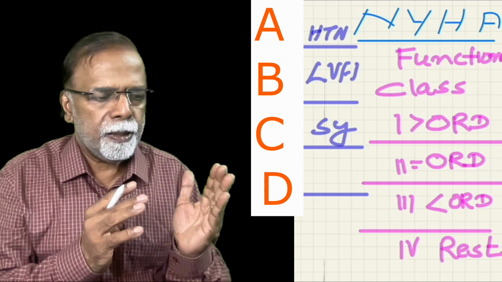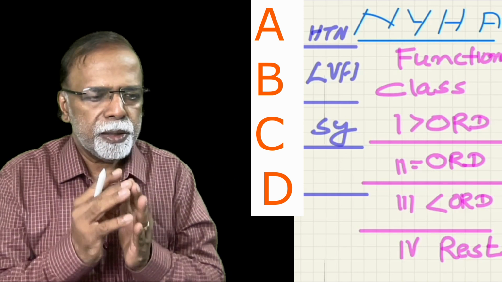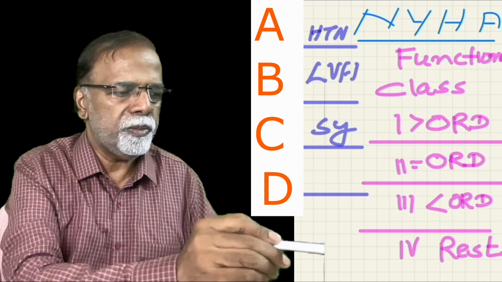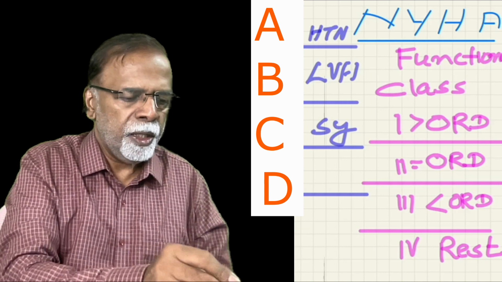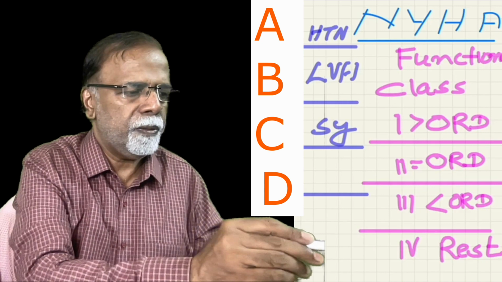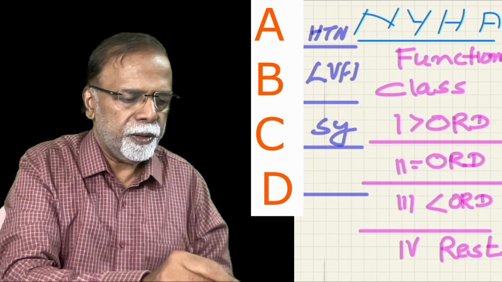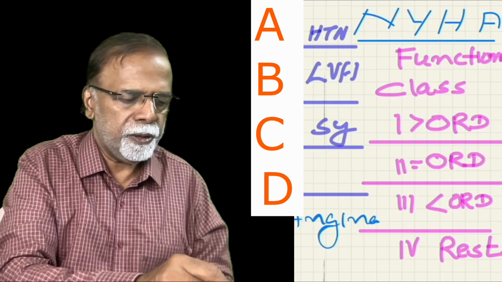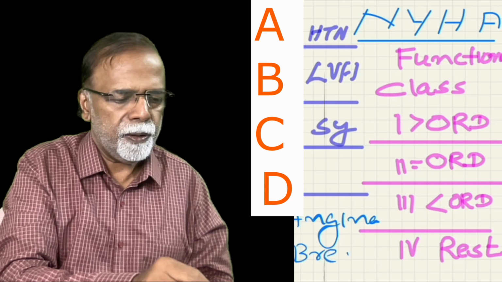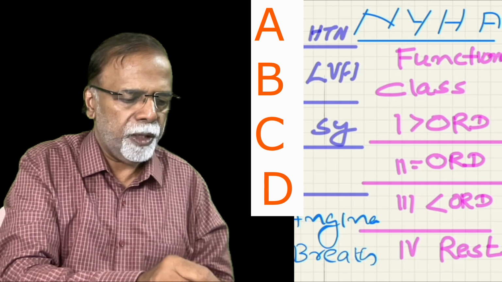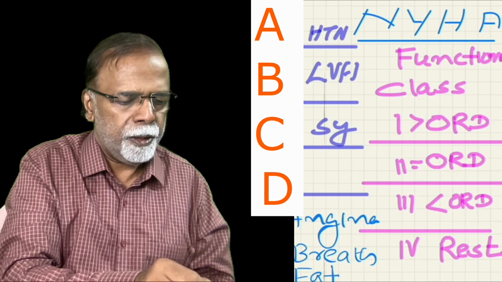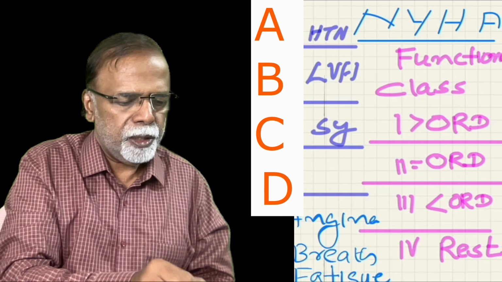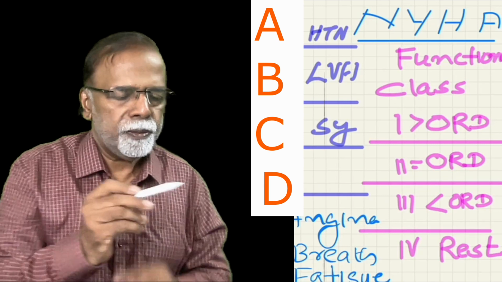So the stages and class are different. Class is the NYHA functional classification. Now we look into what are the symptoms that are classed. The main symptoms that are classed are, 1, angina, that is chest pain. Second is breathlessness, that is dyspnea. 3 is undue fatigue. And 4 is palpitation. So these are the major symptoms that are classed.